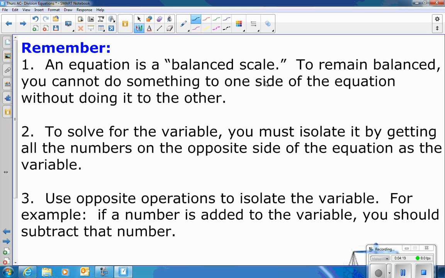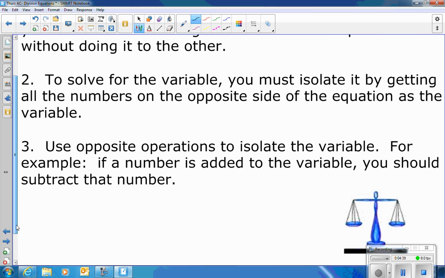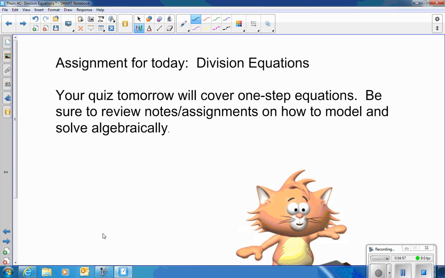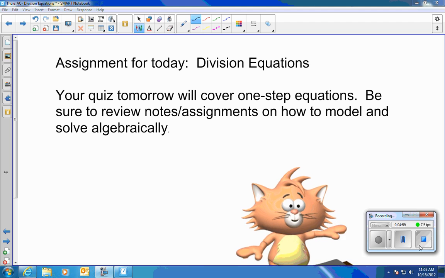Please remember, an equation is a balanced scale. To remain balanced, you cannot do something to one side of the equation without doing it to the other. So if you multiply one side, you have to multiply the other side. To solve for a variable, you must isolate it, get it alone, by getting all the numbers on the opposite side of the equation as the variable. We do this using opposite operations, or remember, those are also called inverse operations to isolate the variable. So for example, if a number is added to the variable, you subtract that number to get the variable by itself. All right, your assignment's on the next couple of pages. Please make sure you complete it.